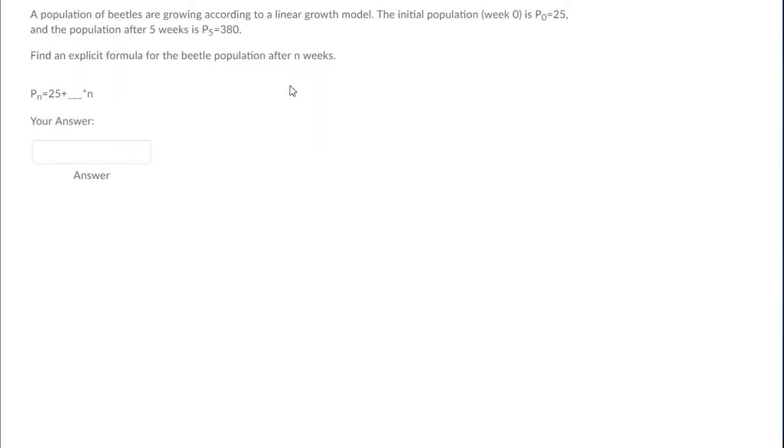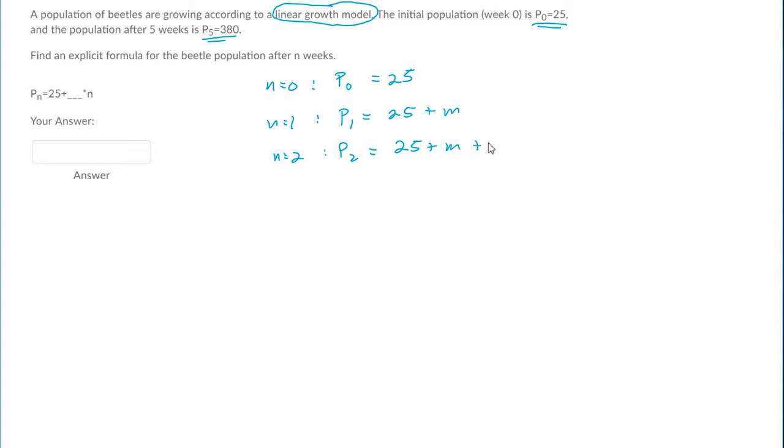For problem 8, we've got a linear growth model. In this case, they're not telling us the growth amount, the constant rate of change, or the slope. They're just giving us a population at time 0 and another population after 5 weeks. So can I generate the pattern? We know at time 0, my population is 25. At time 1, my population is going to be 25 plus whatever the m is, we don't know. At time 2, my population is going to be my previous amount plus another copy. And we can continue all the way down to n equals 5.